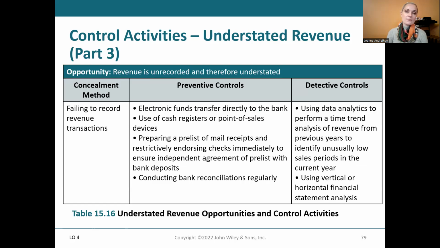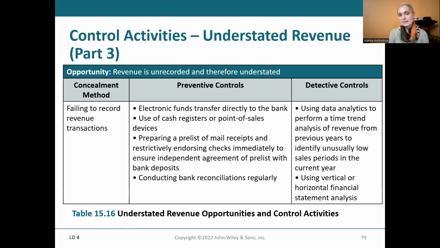Another type of activity that can occur to understate revenue is just failing to record transactions. Preventative controls could be electronic fund transfers directly to the bank, use of cash register or point of sale devices that show a record of all sales, preparing a pre-list of mail receipts, and restricting endorsing checks immediately to ensure independent agreement of the pre-list with the bank deposit, and conducting bank reconciliations can prevent this kind of fraud.